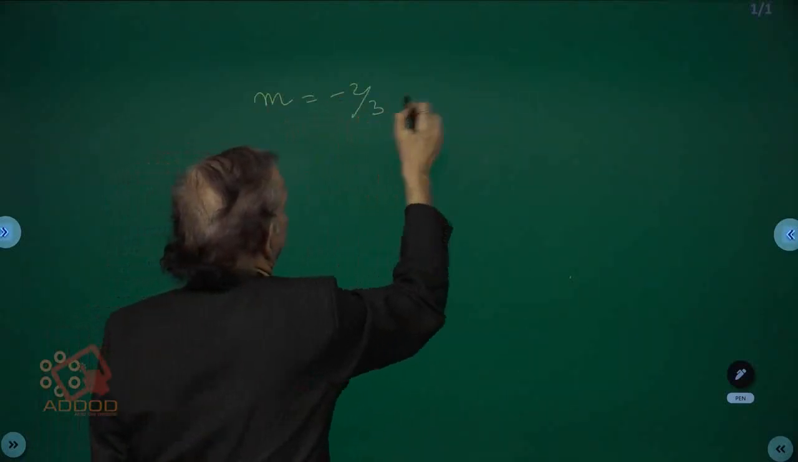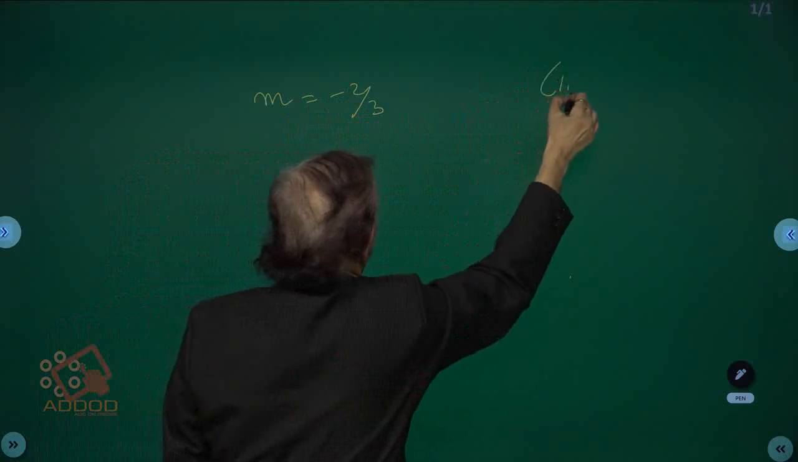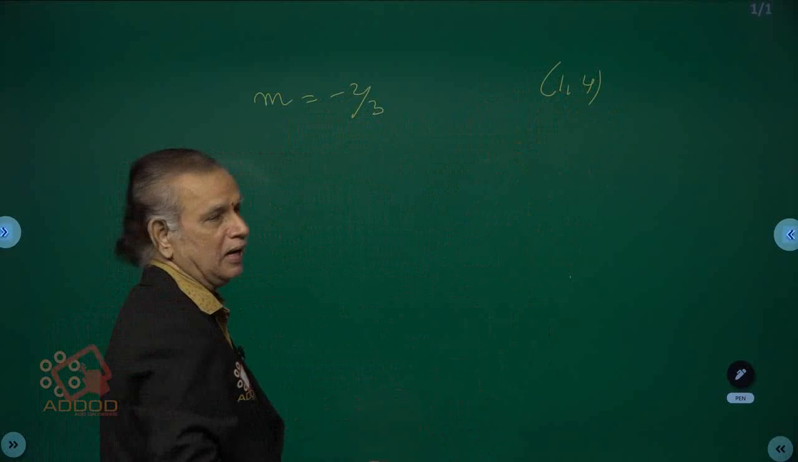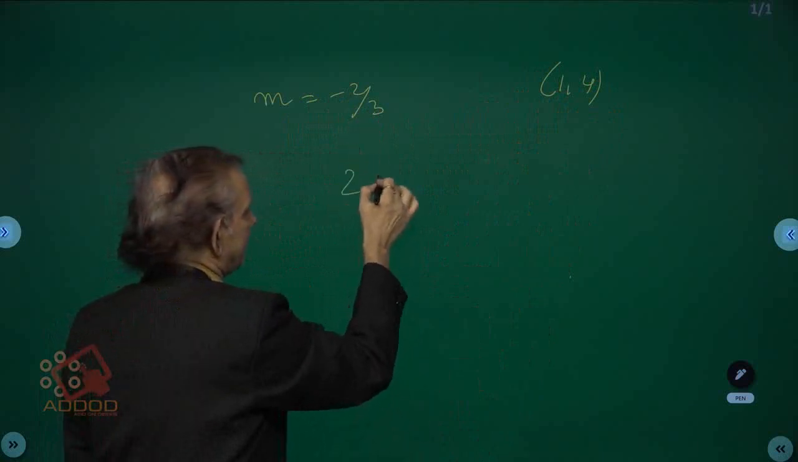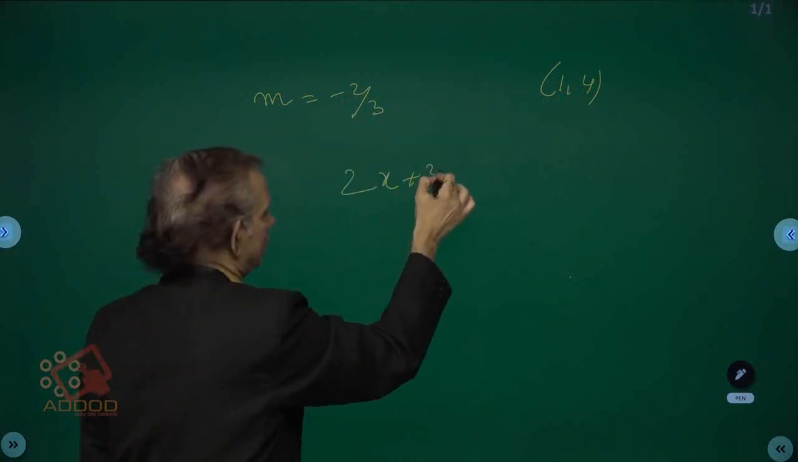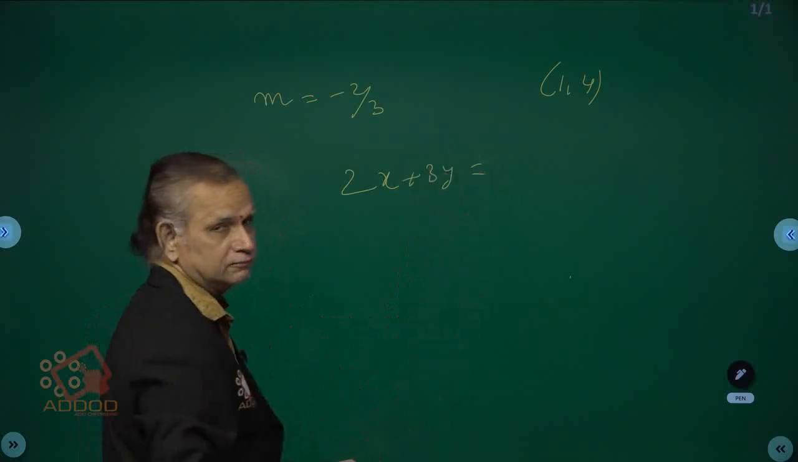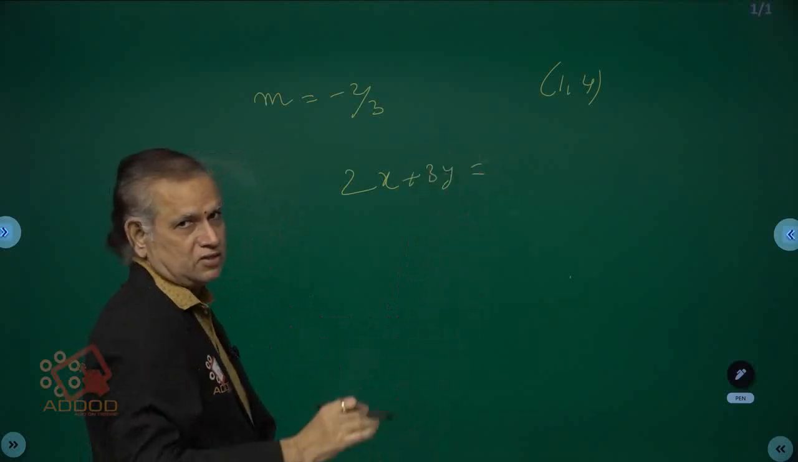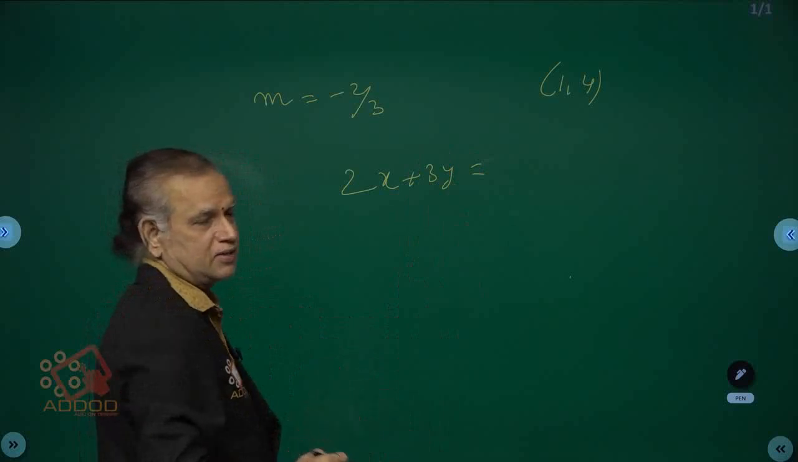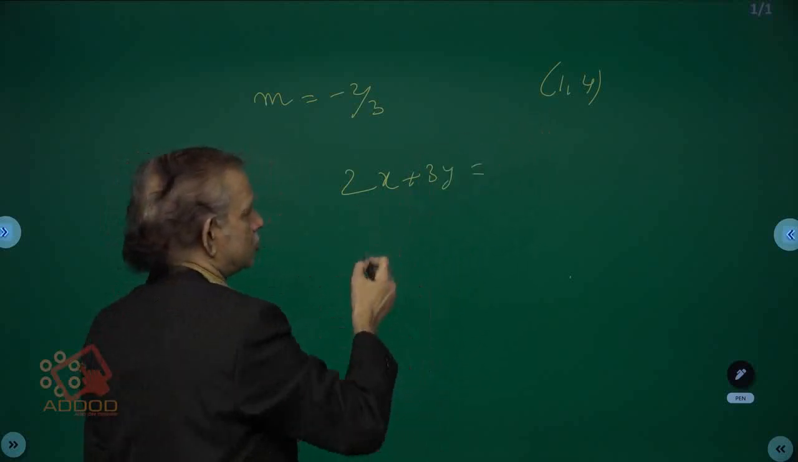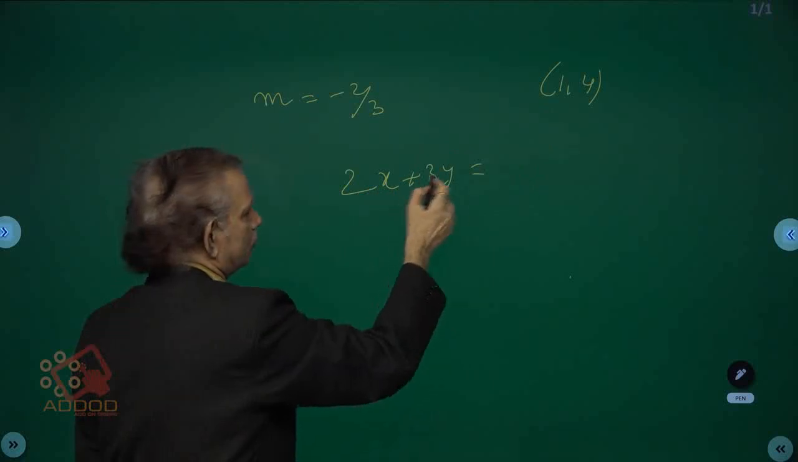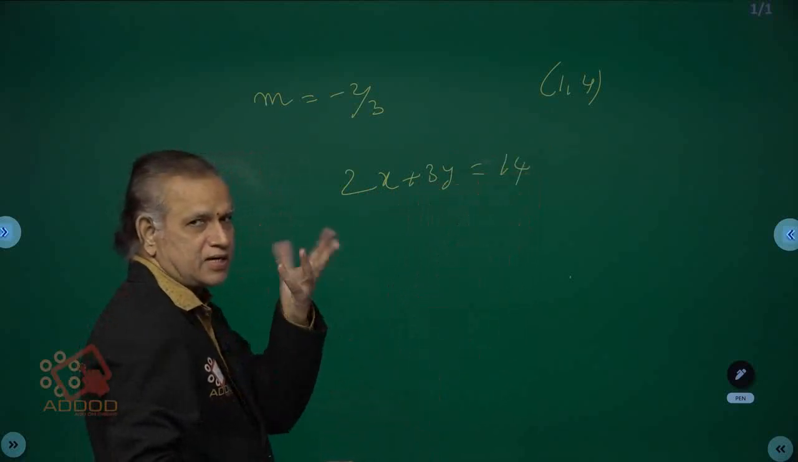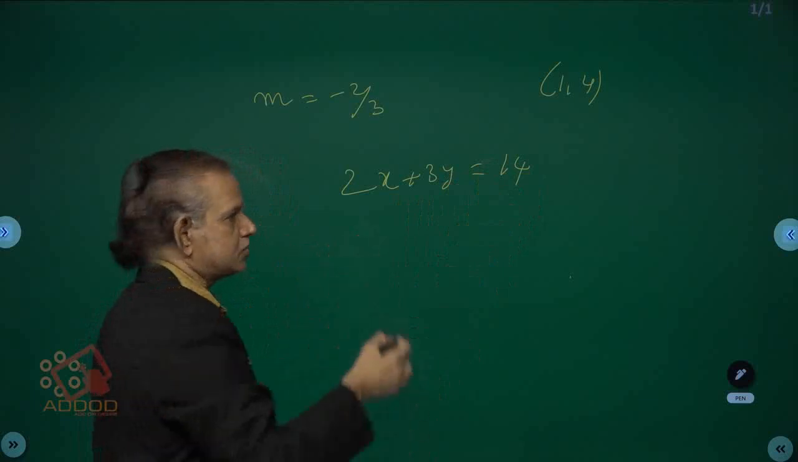Slope is minus 2 by 3 and the point is 1 comma 4. What is the equation of the line? I don't want to use the formula. Slope is minus 2 by 3, I have to start with 2x plus 3y is equal to, stop. Something must be put on the right hand side of the equation. That is of course the constant. How to guess it? A point is given, you substitute. 2 ones are 2, 3 fours are 12. 2 plus 12, 14 is the right answer. That's it. Within 5 seconds you can have the equation.